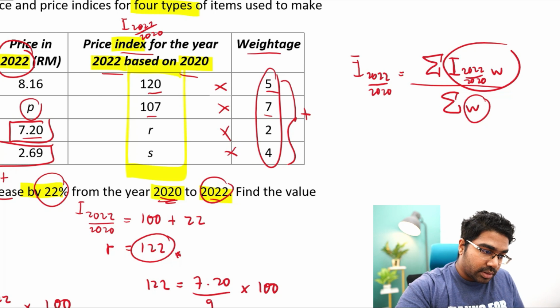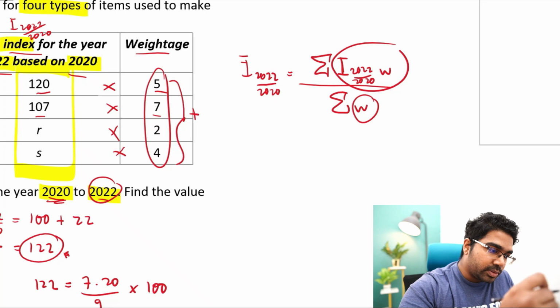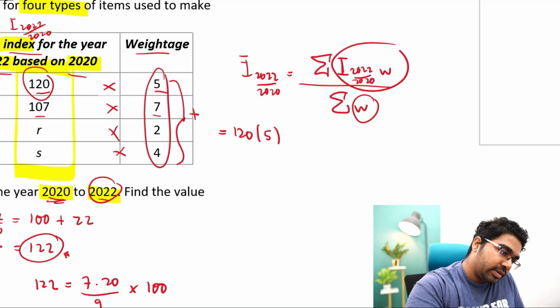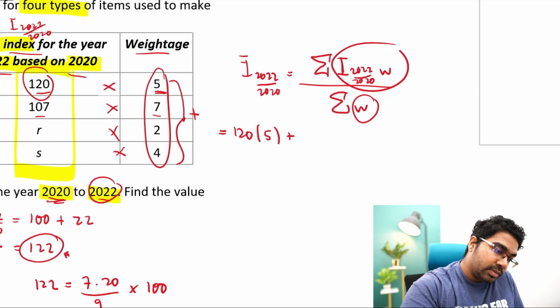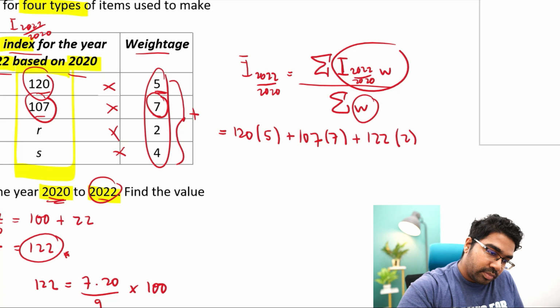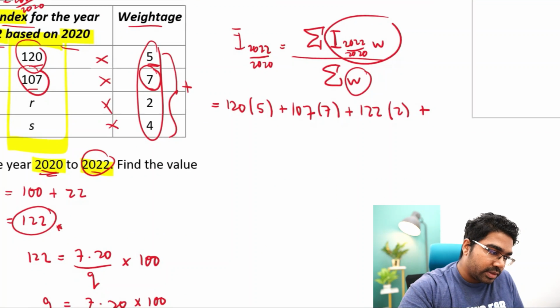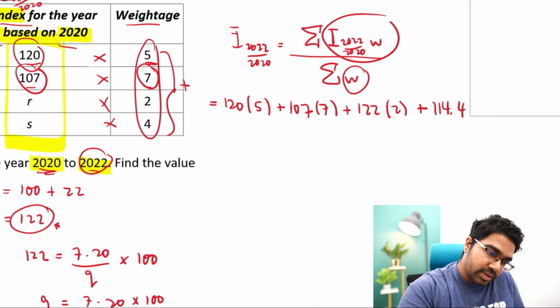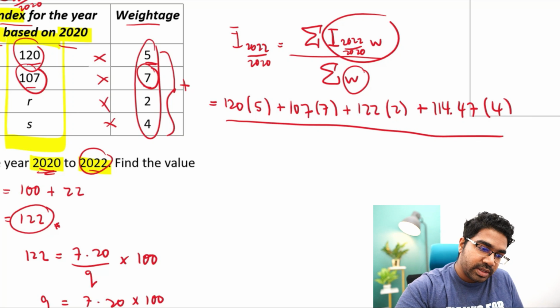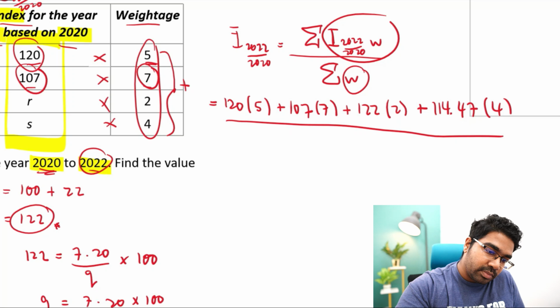So let's do this. I will do it here and transfer it to the bottom so you can see clearly what I'm doing. So composite index equals 120 times 5, the weightage, plus 107, the next one, times 7, plus R, we've already found R earlier, R is 122 times 2, plus S, we already found earlier, 114.47 times 4. This is the sum of the product of index and weightage over the sum of just weightage.